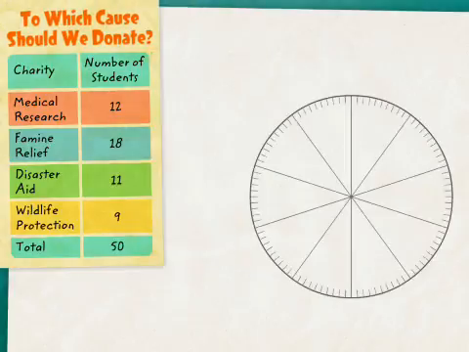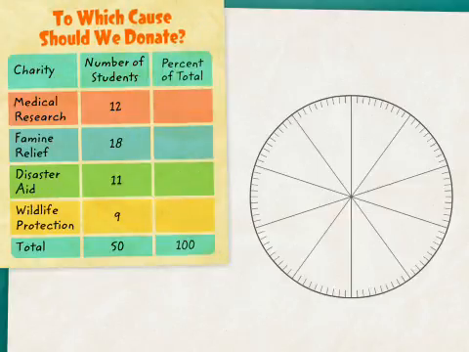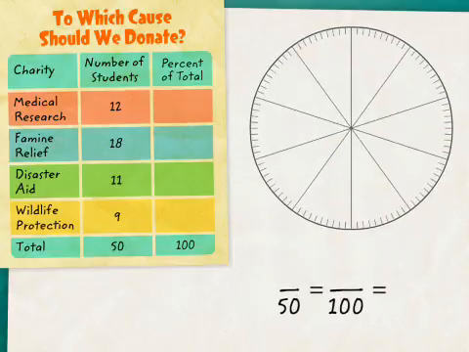Maya used a percent circle to create her circle graph. The circumference is divided into 100 congruent parts. So, to graph the data, Maya needed to find the percent of the whole that each cause represented. To find each percent, she wrote an equivalent fraction with denominator 100.